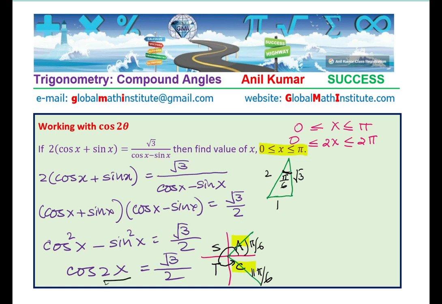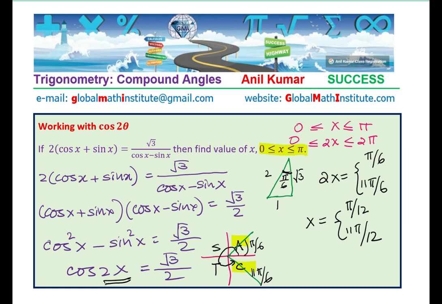So now we know that this 2x is equal to pi by 6 or 11 pi by 6, right? So x is what? Half of this, right? Pi by 12 or 11 pi by 12. So we get our solution. Do you see that? These are the two exact values within the given domain 0 to pi. Do you see both answers are within 0 to pi, right? 11 pi by 12 is less than pi. Perfect.